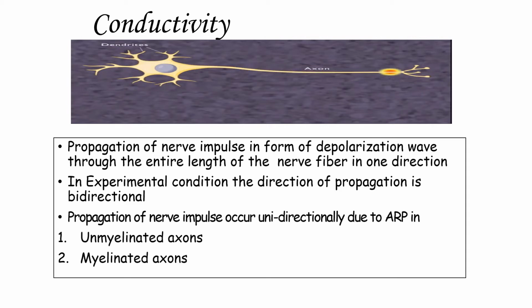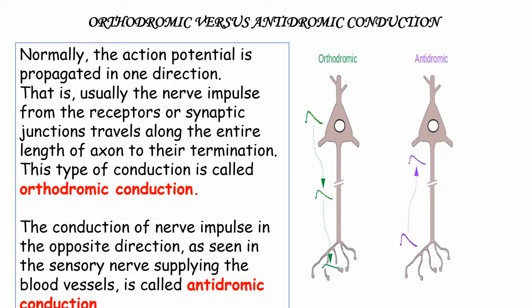So, impulse conduction in a nerve can occur through unmyelinated nerve axons, or it can occur in myelinated axons. We can also classify the conduction of the nerve impulse as orthodromic and antidromic. So normally when an action potential is propagated in one direction, that is usually the nerve impulse from the receptors or the synaptic junction along the entire length of the axon to its termination. This is orthodromic conduction, as you can also see in this figure.